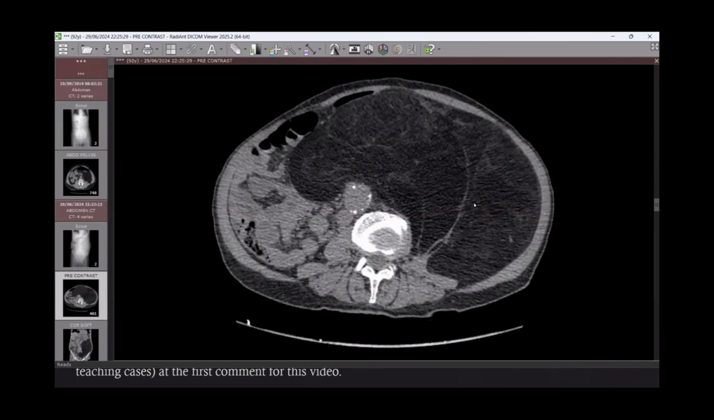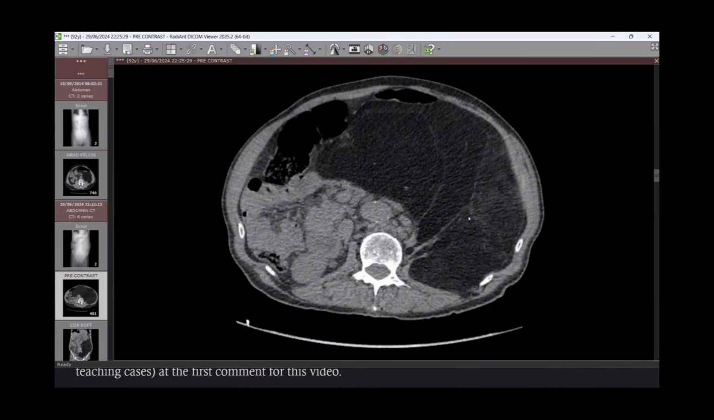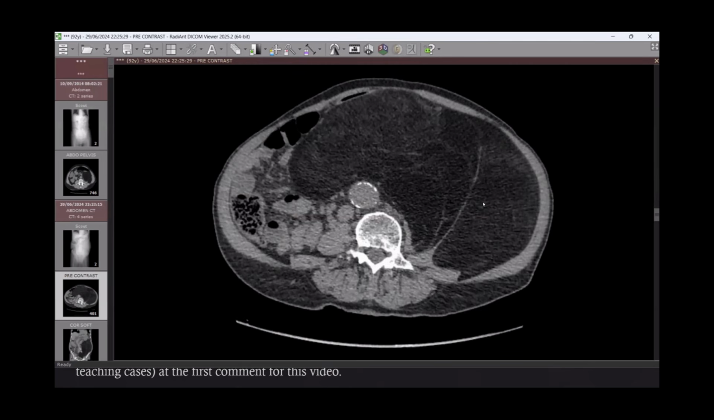What are these lines? Septations, yeah. Yes, septations. Okay. And also some soft tissue densities internally. Yes. Okay. Your sound is not clear. Can you give me the diagnosis, please? Liposarcoma. I'm thinking of liposarcoma.